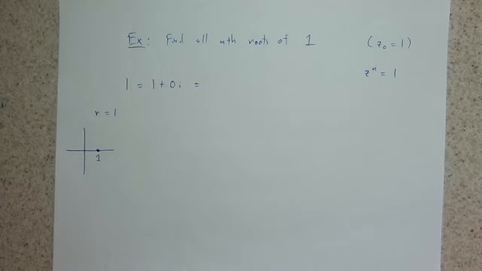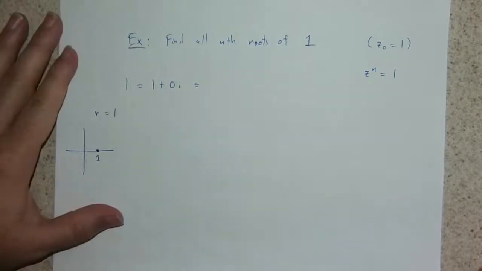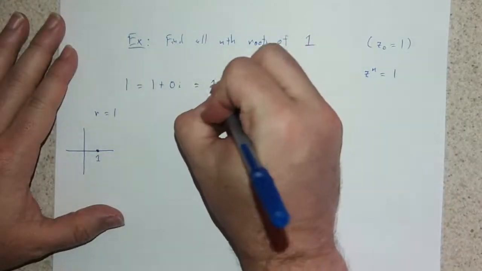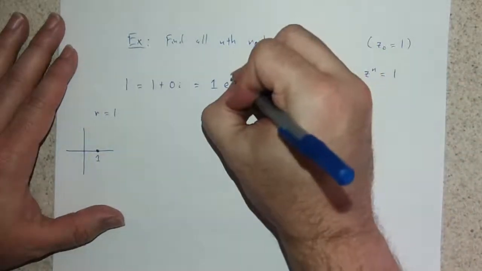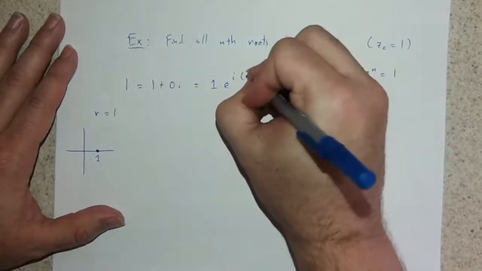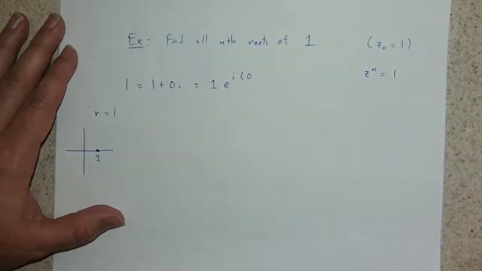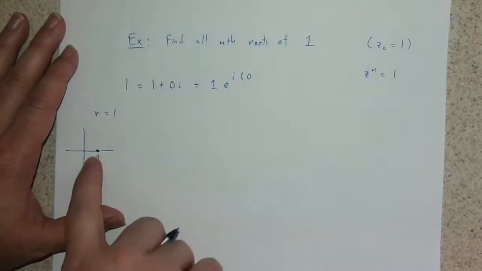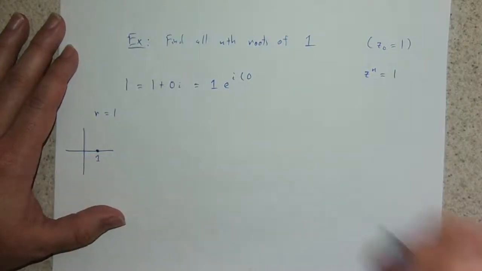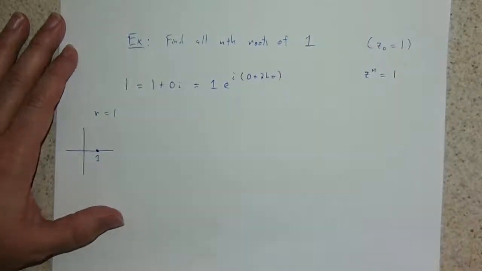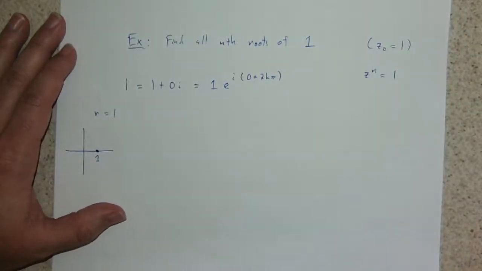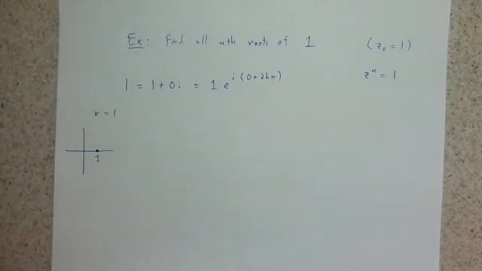Okay, and so what is its most general exponential form? Well, it's 1 times e to the i times 0, which is its principal argument, right? Because it actually lies on the positive x-axis, plus 2k pi, where k is some integer. This is the most general form for this thing.